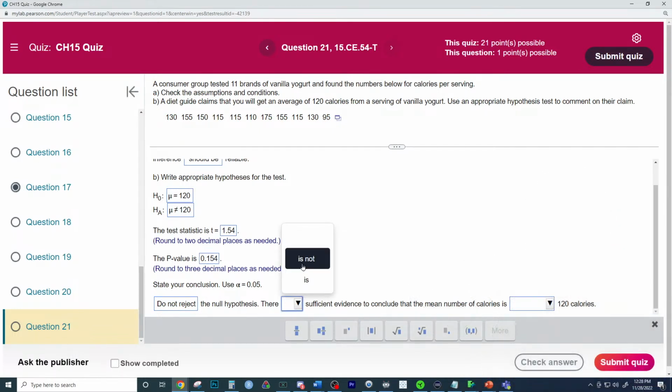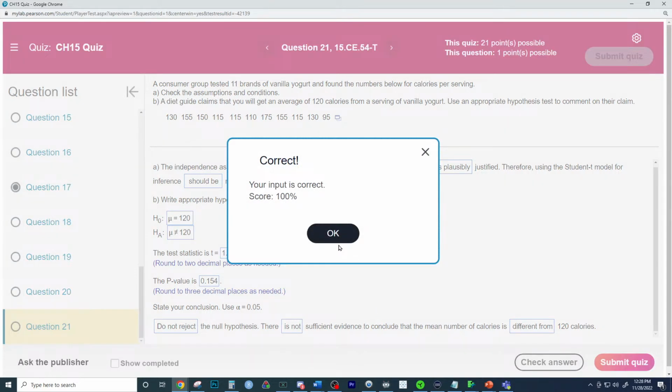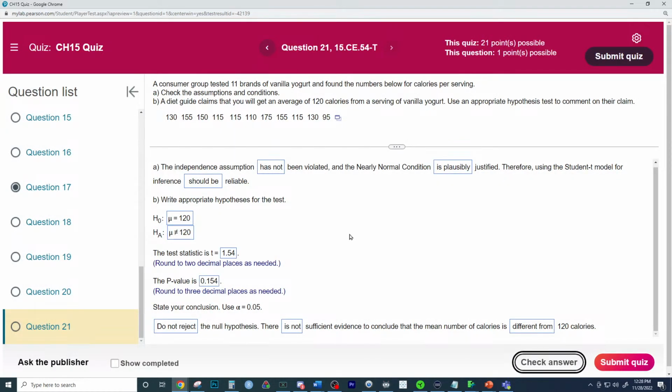There is not sufficient evidence for the alternative because we did not reject the null that it is different from 120. There is not evidence for the alternative. Conclude that the mean number of calories is different from 120. Check answers, 100. That's what we like to do right there.